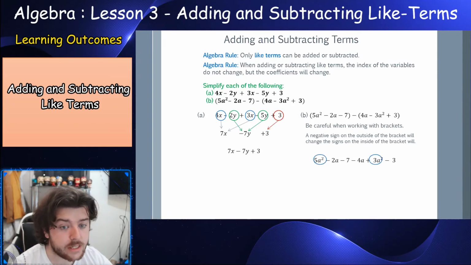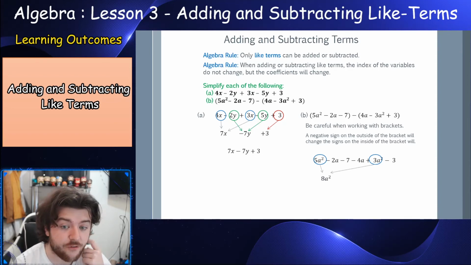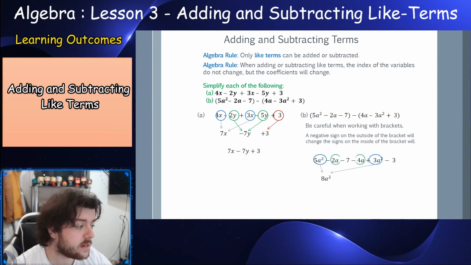So first step, circle the a squareds, bring them together. Because remember, they're different from the a. A squared is different from a, yeah? So I'm not allowed to add that with a. So I get my a squared, circle them together. 5a squared plus 3a squared is equal to 8a squared.